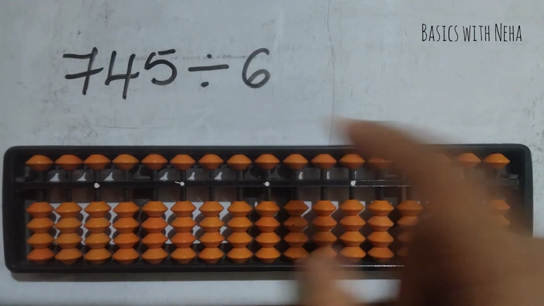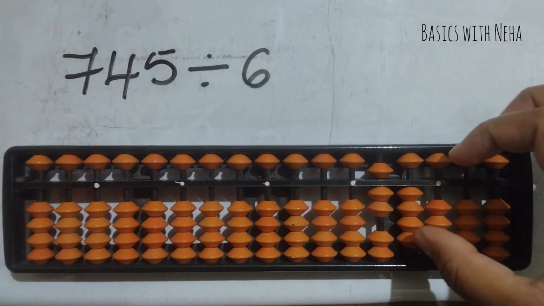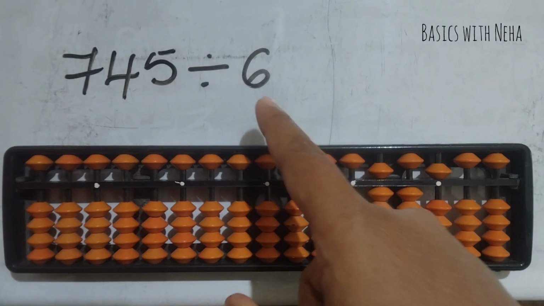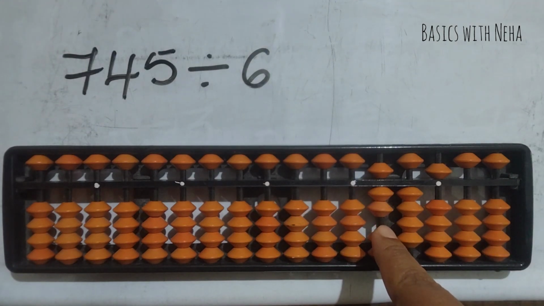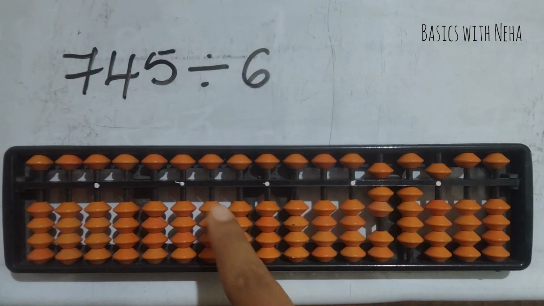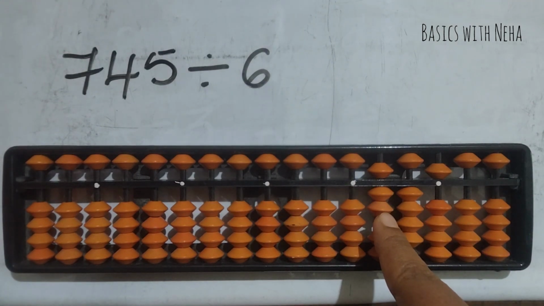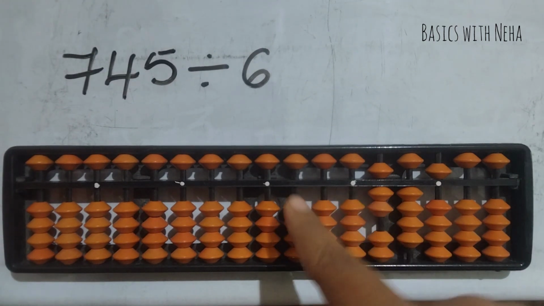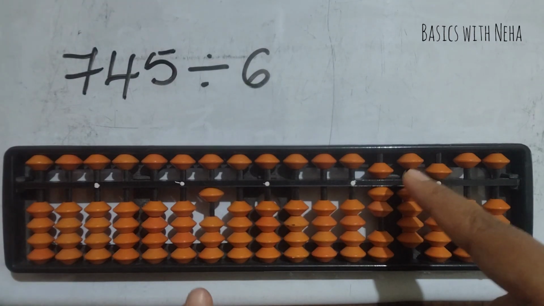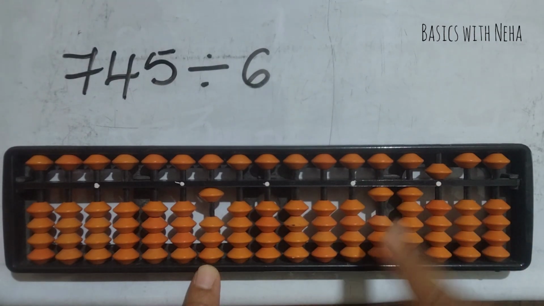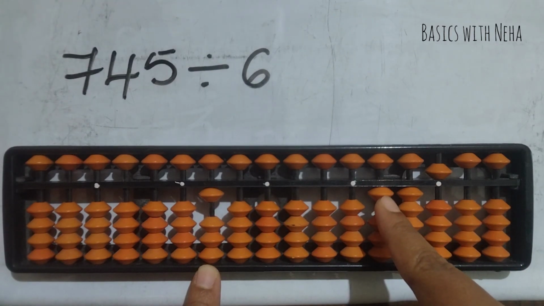745 divided by 6. Take 745 on the tool. Now we have to divide this by 6. 6 is a single digit number. Consider single rod. 3 numbers, 3 rods. It's 7. 7 is larger than 6, so I can take 6 one time as 6. So it's in the hundreds place. You'll put the answer on the hundreds place. 6 times 1 is 6. Now I have 1. I cannot take this because 1 is smaller than 6.